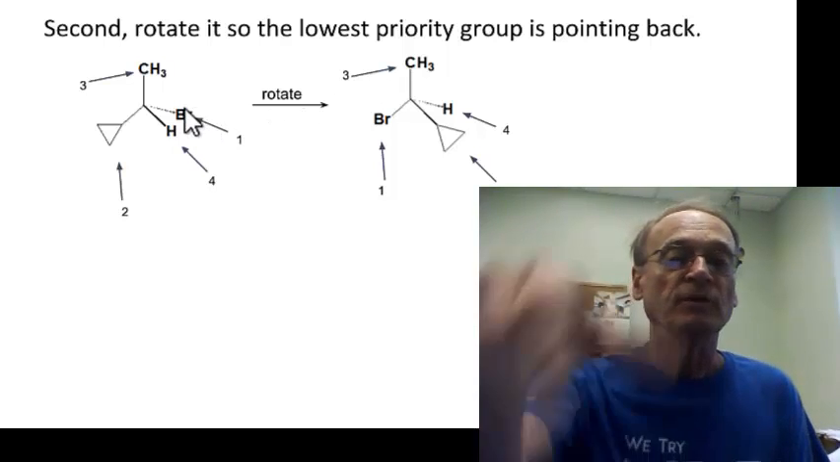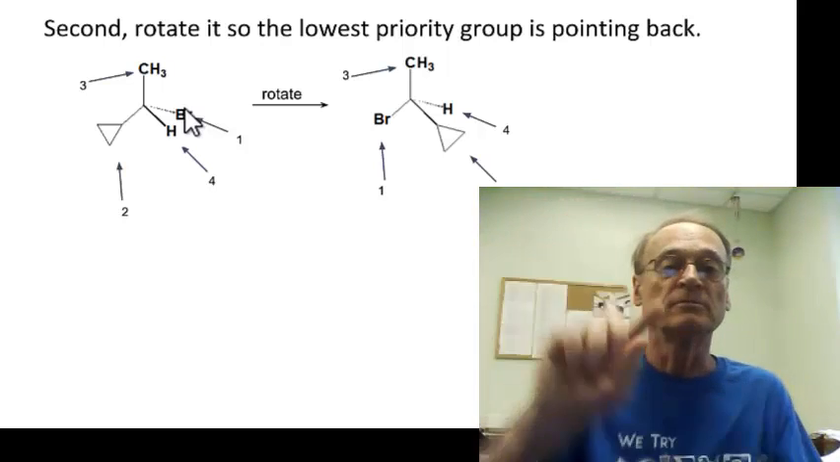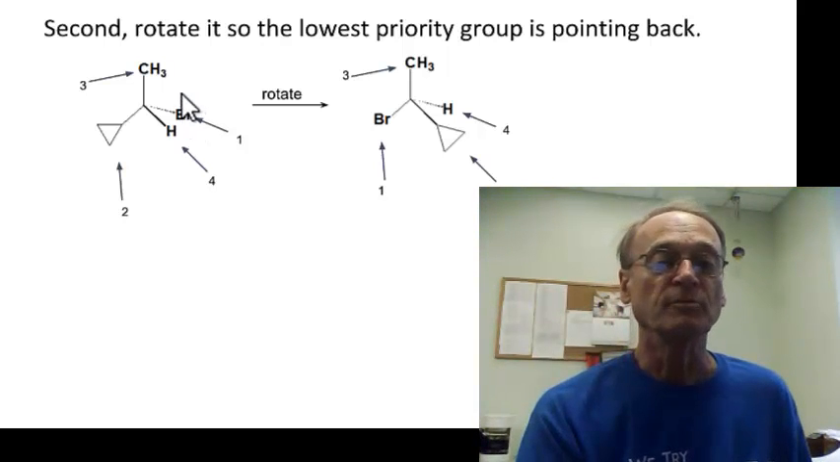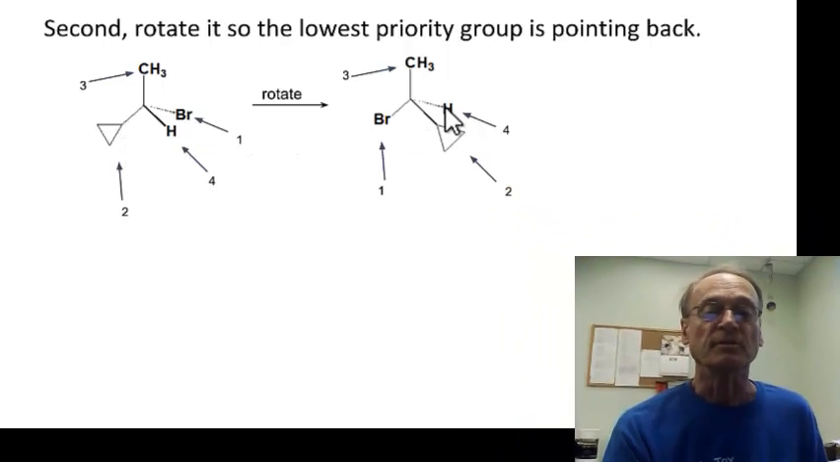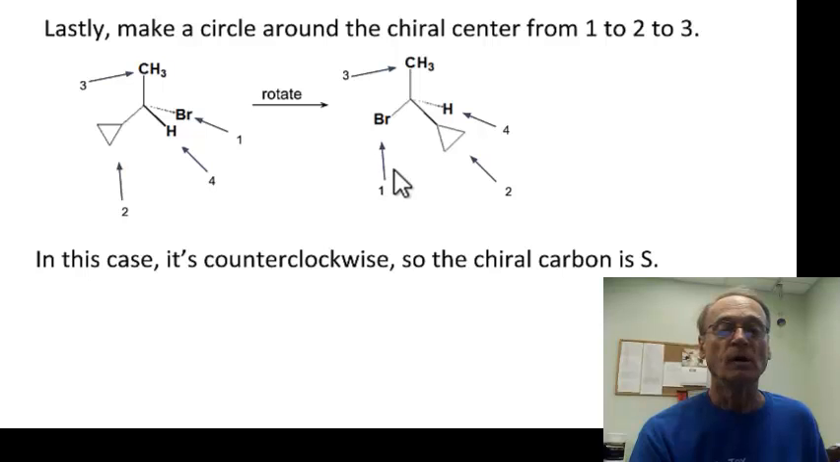If we rotate it sort of this way, the hydrogen moves to the back, the bromine moves over here, and the cyclopropyl group moves there. So now the hydrogen's in the back. And 1 to 2 to 3, again, counterclockwise. Therefore, this chiral carbon is S.